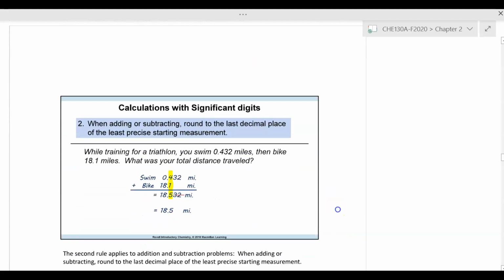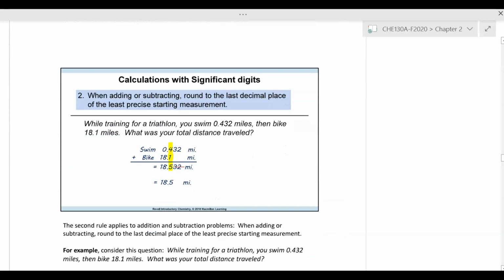When we do addition and subtraction, it's good to think of it in this kind of columnar method. We round it to the least precise place that's common to both of the measurements. So 0.432 miles plus 18.1 miles, this is the last common or the least precise significant place. So we round there, and that gives us, we wind up with 3 sig figs. It's not a convenient kind of rule. In this case it happens to work out that both numbers have 3 sig figs and the answer has 3 sig figs. That's not always going to be the case.